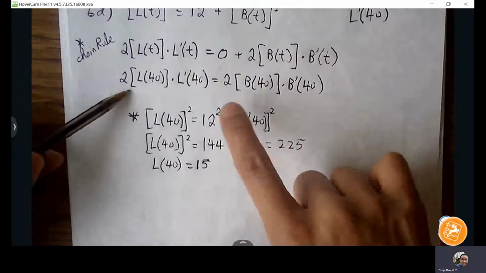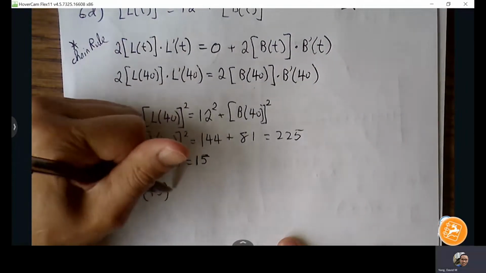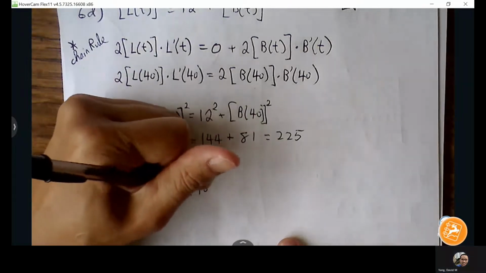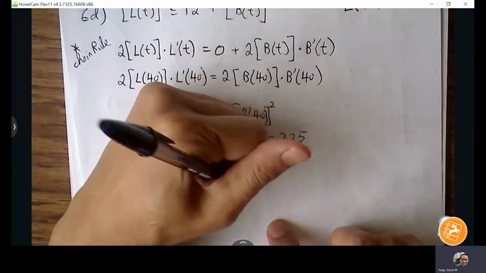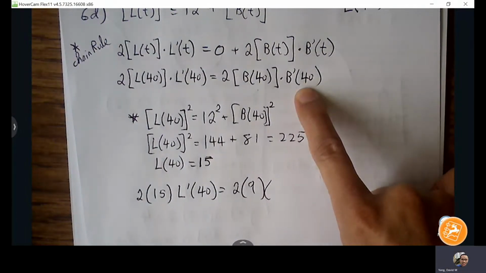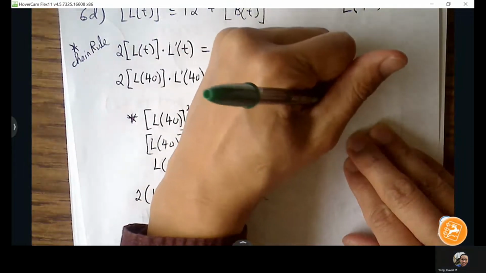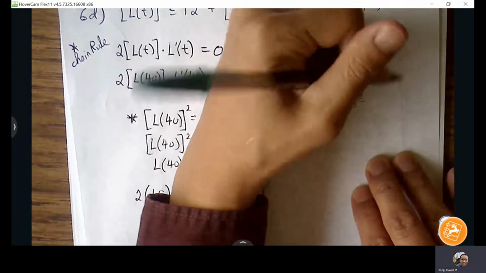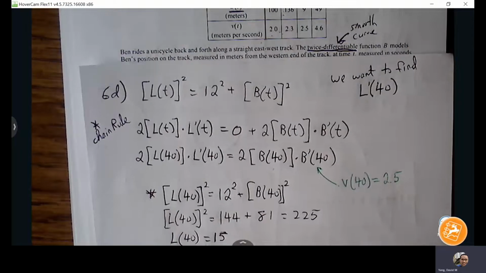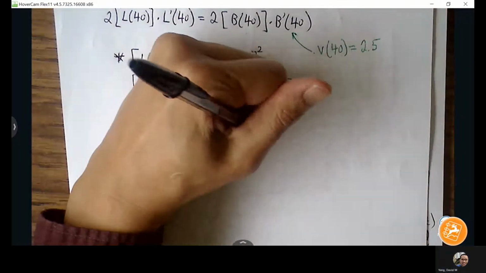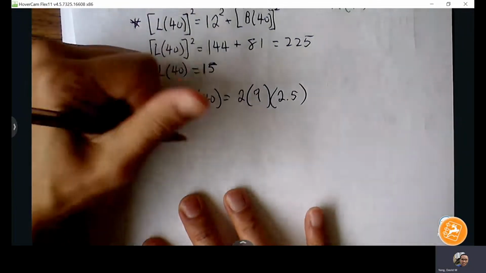Now I can insert into this and get L prime of 40 by itself. B of 40 is 9. B prime of 40 is the same thing as velocity at 40. Divide both sides by 30, and I can isolate L prime of 40 and get to my answer.